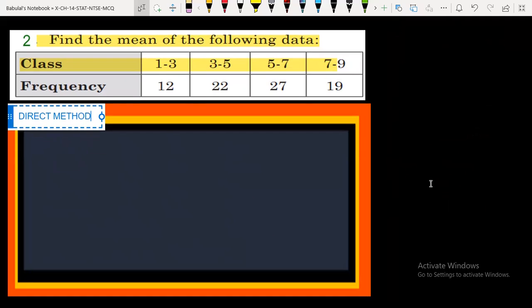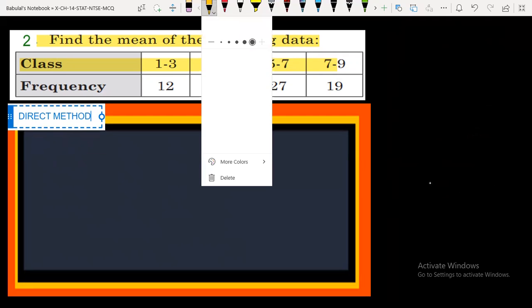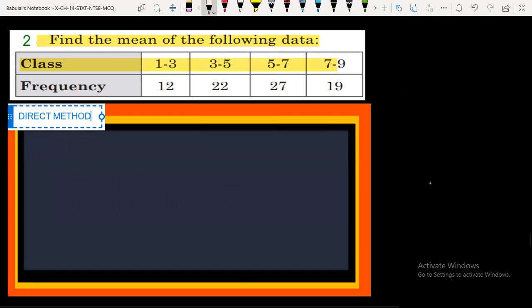In this question, find the mean of the following data. Again, classes are given and frequency is also given. So same process we have to adopt here. Write first class and their corresponding frequencies and their corresponding class mark and then fi into xi.